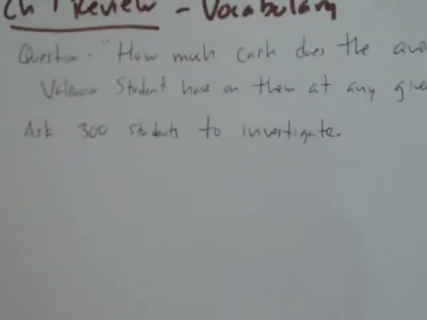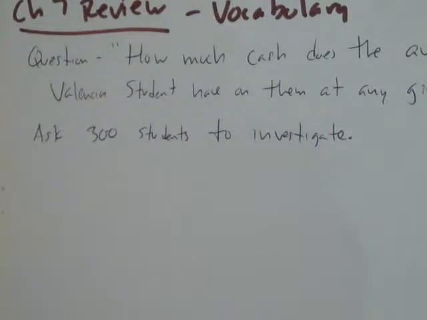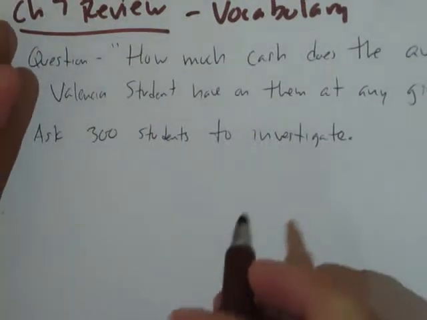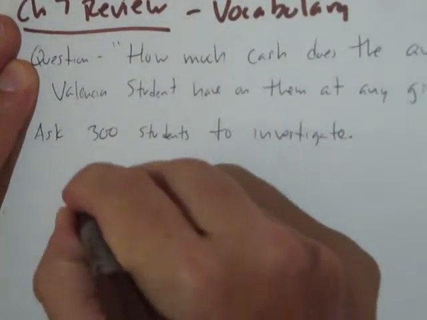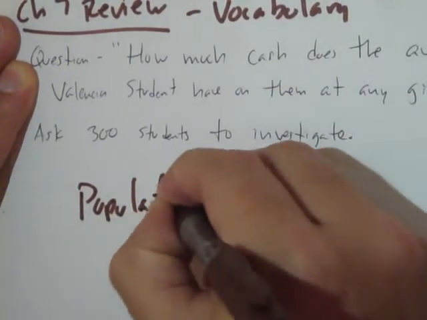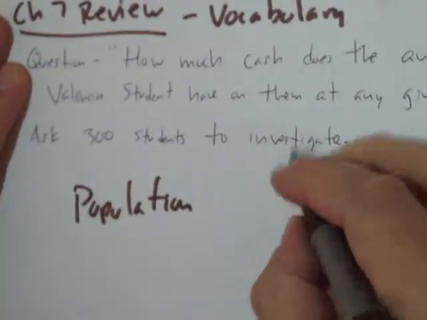So we went around and we asked 300 students, how much cash do you have on you right now? We've recorded all the information, and we're going to take that information and somehow estimate how much cash the average student in all of Valencia has in their pocket. So there are four big groups of things that are happening. First off, we can talk about the population, and then a sample.